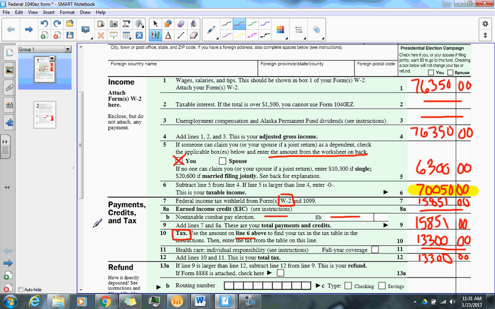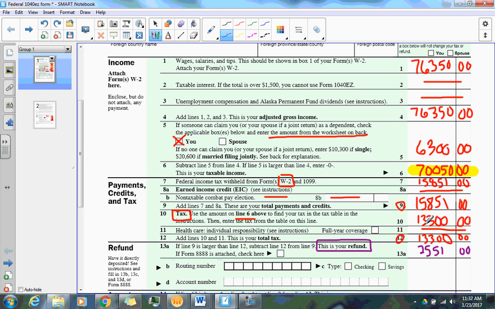All right, 13A. What does it say? If line 9 is larger than line 12, line 9 is right here, 12 is right there. What does it say? Subtract 12 from 9. So that's 15,851 minus 13,300. I'm left with a balance. I'm going to do this in purple here. $2,551. Now it says this is your refund, which means I'm actually going to get some money back from the government.